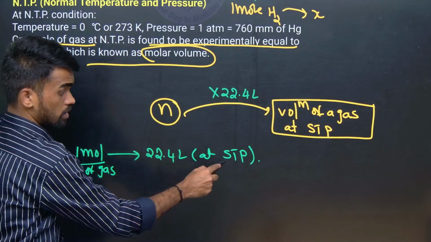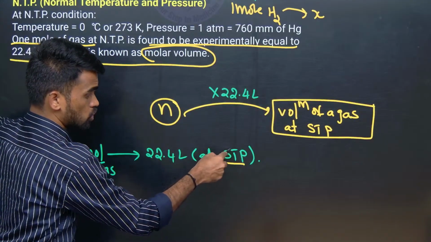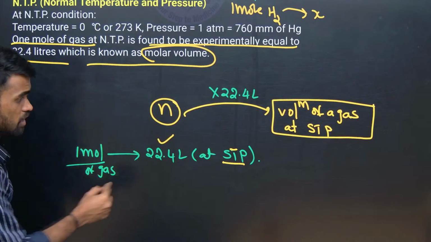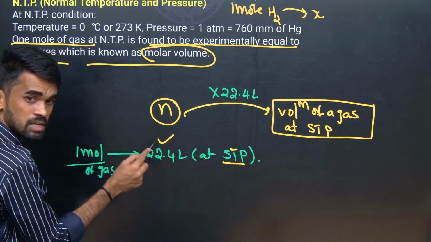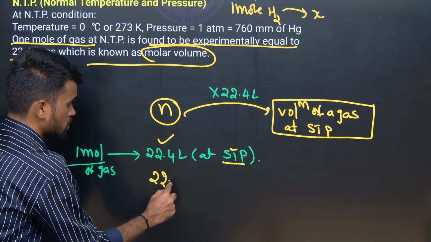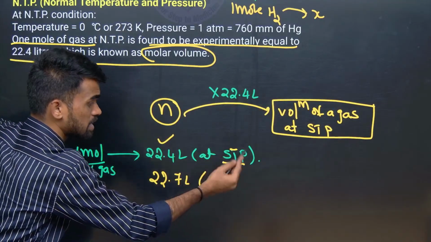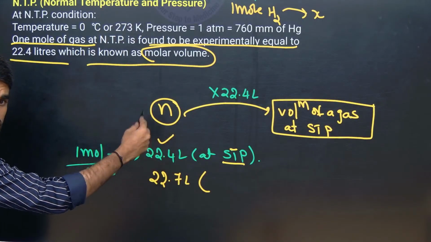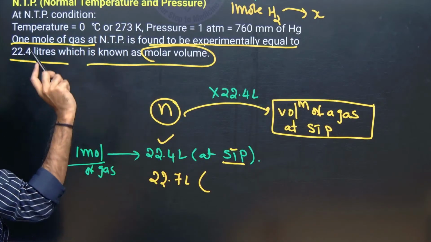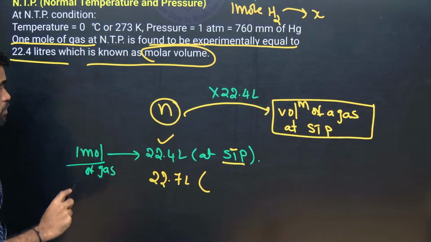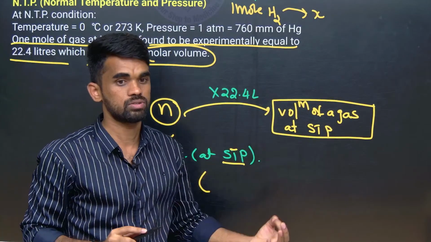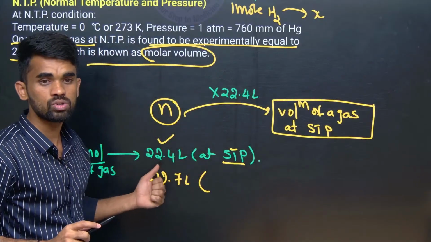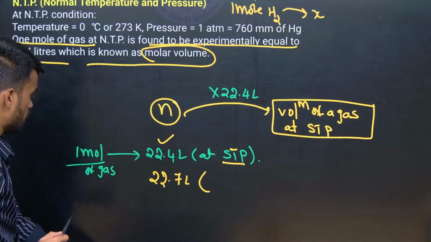STP means 0 degrees and 1 atm pressure; only this condition applies. If it is 0 degrees and 1 bar pressure, it is again 22.7. If I take values other than these two, the volume also changes, it will become some other value. Hope it is clear. It depends completely on temperature and pressure values. If these values change, the volume of that gas also changes.